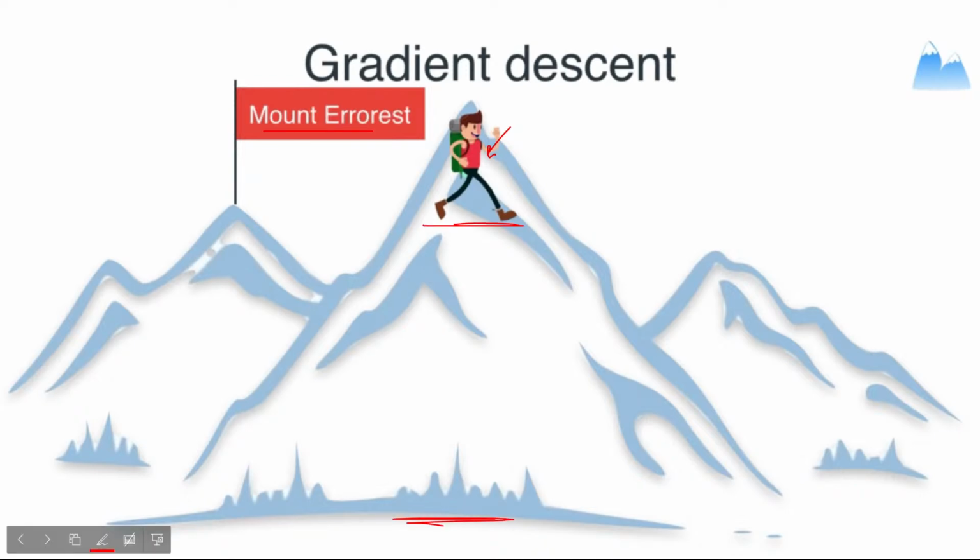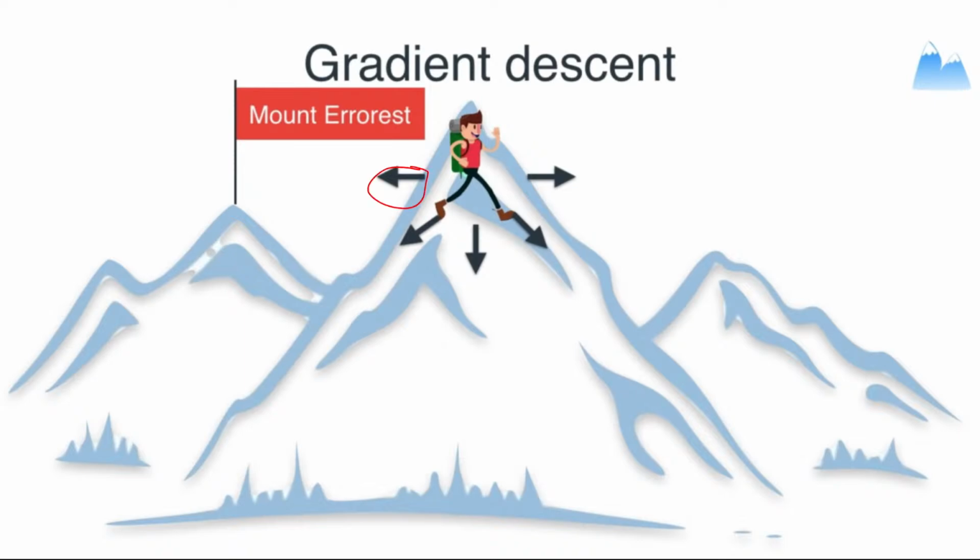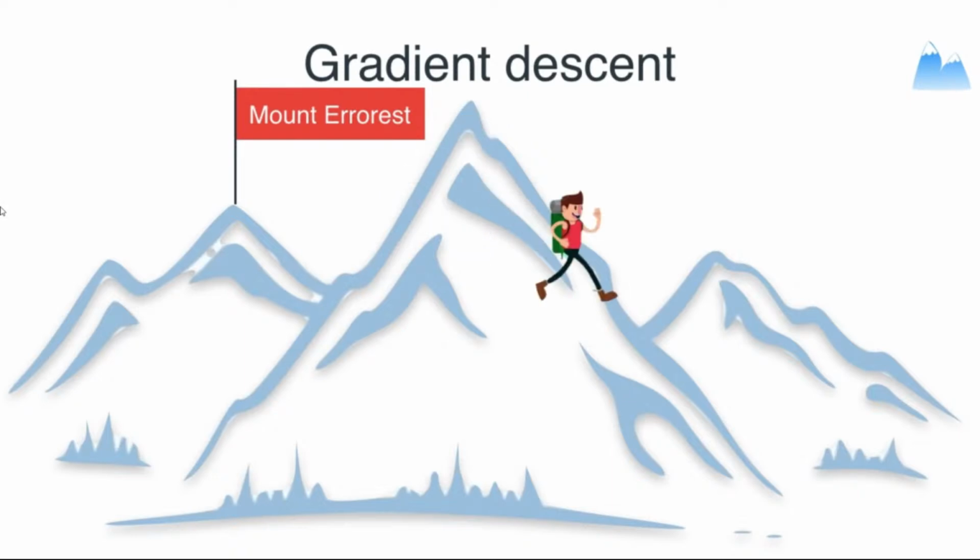You have a lot of directions to go, but you will search for the direction which is the steepest, so that you get down the fastest. So you'll search for the steepest slope. Now you go towards this direction because you see that this is the steepest, so you take one step here, then the loss is reduced. Now you are here, so the loss is reduced.